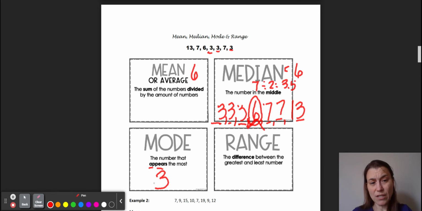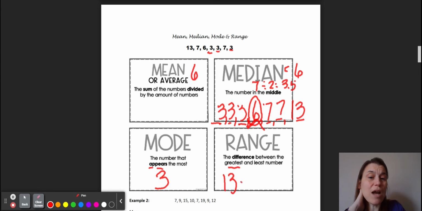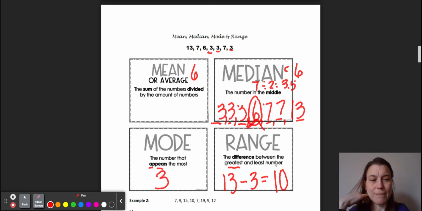What the range does is the range says how far apart are these numbers spread. So you're going to take the greatest number, the maximum number, 13, and subtract the least number, in this case, 3, and you get 10. So the range is 10. The range is saying that his data was spread out by 10 yards. So from the smallest amount to the greatest amount, there was 10 yards in between.